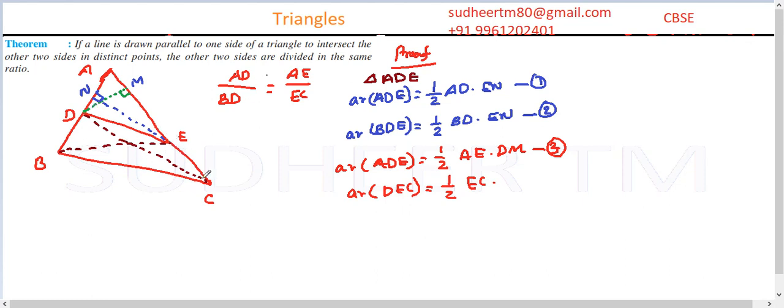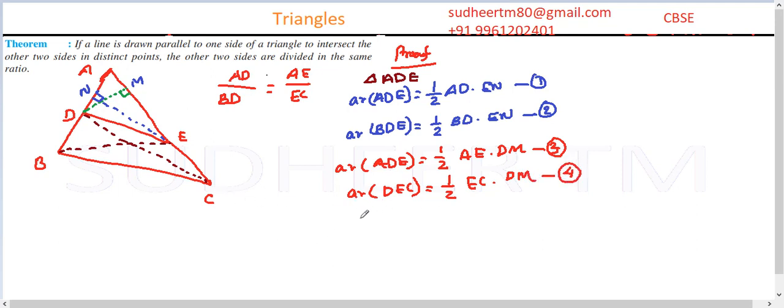See, this is the triangle, this is the base. So to have the perpendicular distance from the base to the point D, we should think like EC is extending and DM is the perpendicular. Understood? Here also DM is the perpendicular. So what we can write here, it is equal to half into EC into DM, equation number 4.